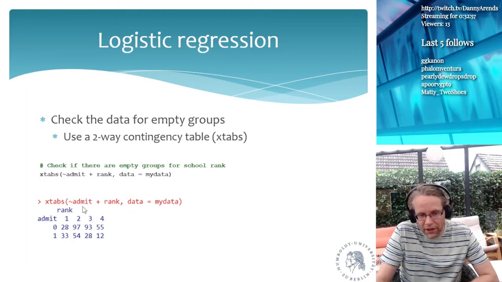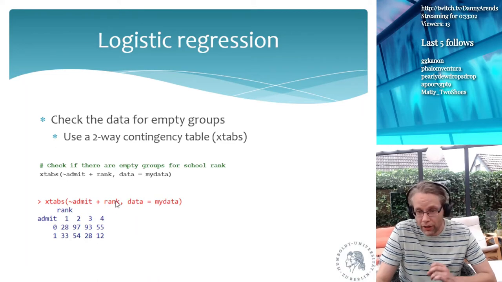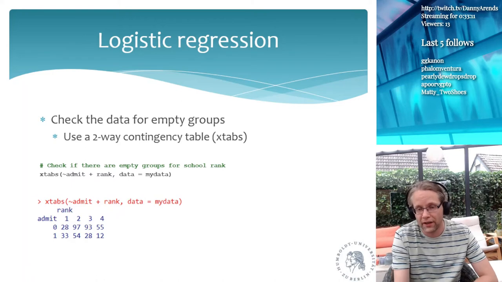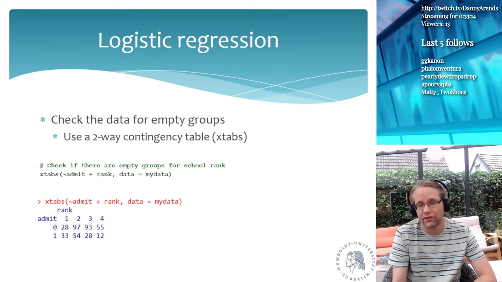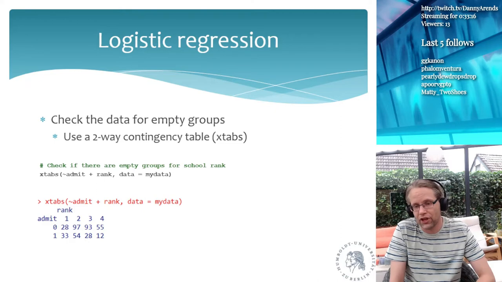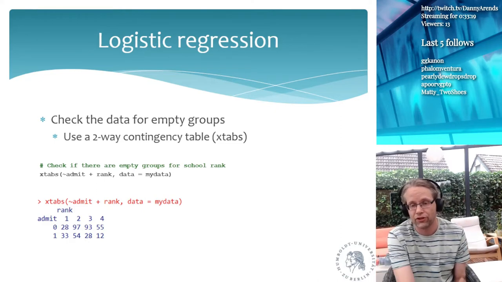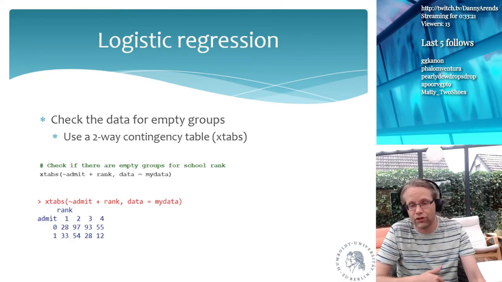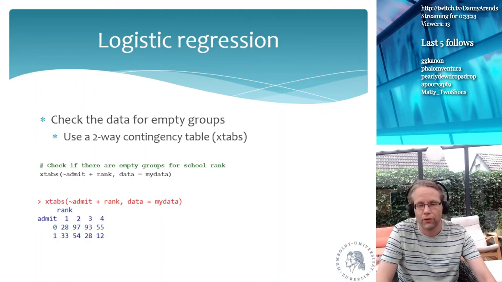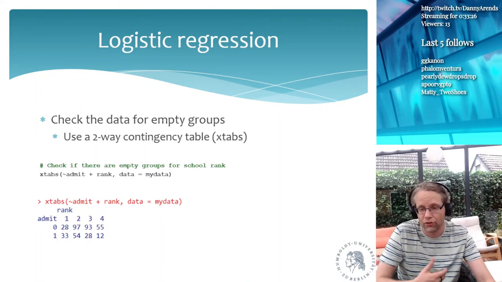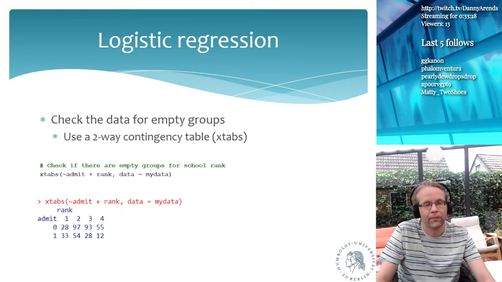So we have the admission, and then we want to model the admission by the rank of the school. And we definitely need to make sure that none of these is 0, because if any of these is 0, then strange things will happen in logistic regression, because then this rank will always be massively significant. And that just has to do with the fact that when there are no observations, and because we're looking at a true-false situation, when there are no observations in one of the groups, then the modeling just doesn't work as it should.